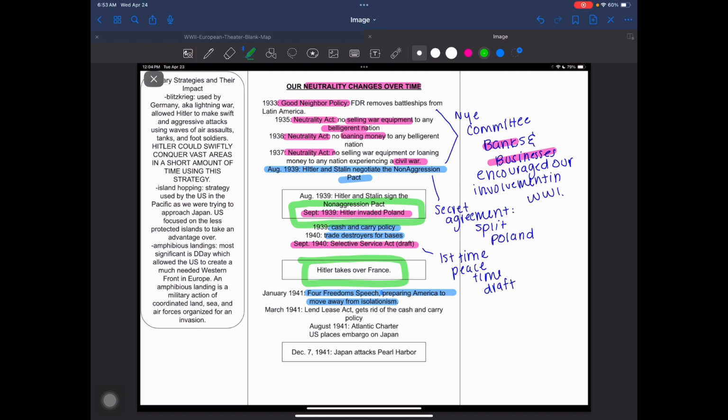They're also running low on funds. So we actually can't do the cash and carry policy anymore. They don't have the money. So we're going to do now what's called the Lend-Lease Act. And the thing about the Lend-Lease Act is now we're going to be carrying these products on our own ships. They no longer have to pay cash. They no longer have to carry the products on their boats.